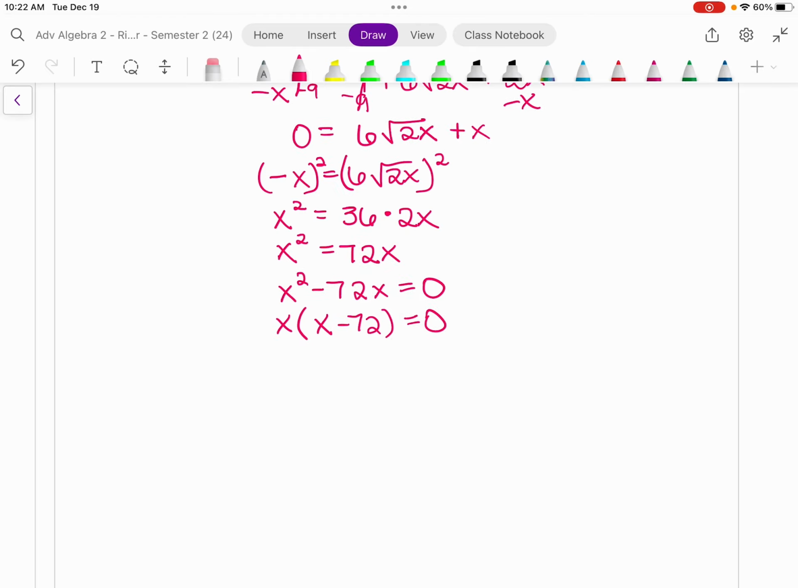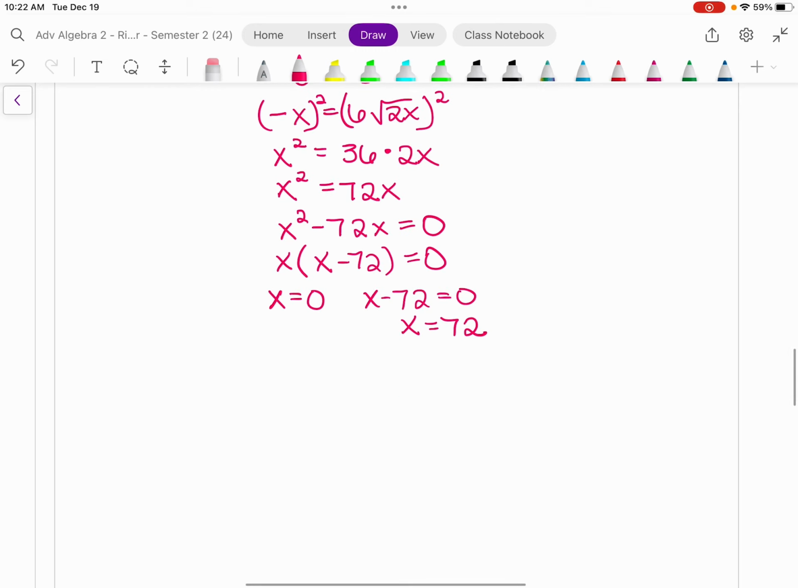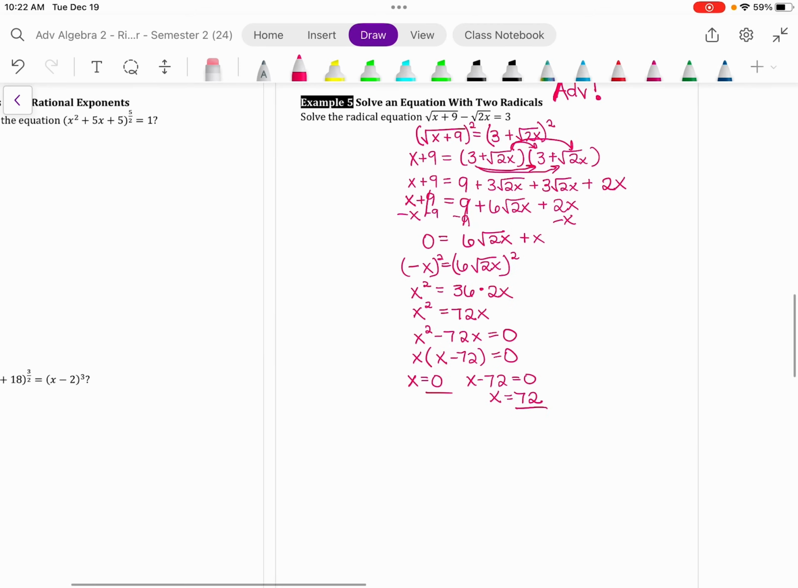Shoo-wee. This is the problem that never ends. Set each piece equal to 0. All right. Bam. So I get 0 and I get 72. Okay. I have to check both of those answers to make sure that they work. So back to the very original, what was typed to begin with.